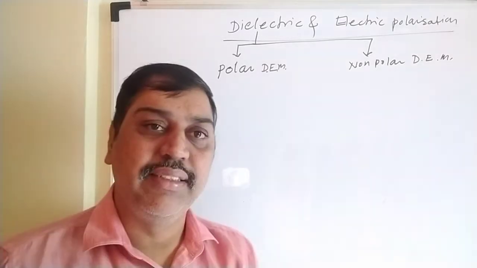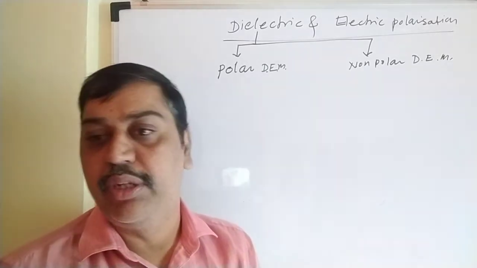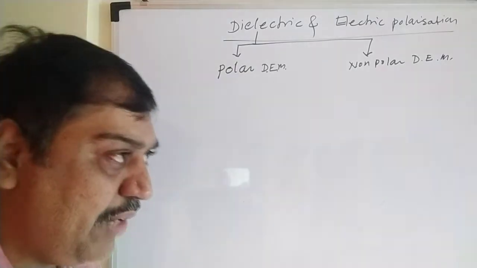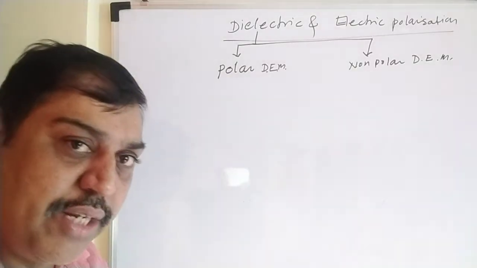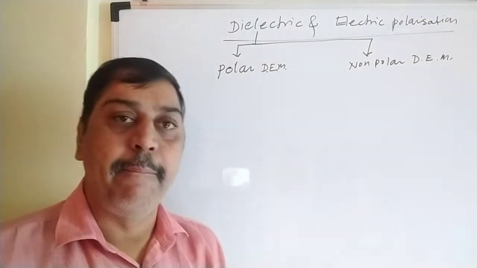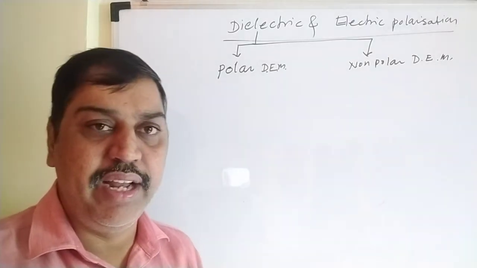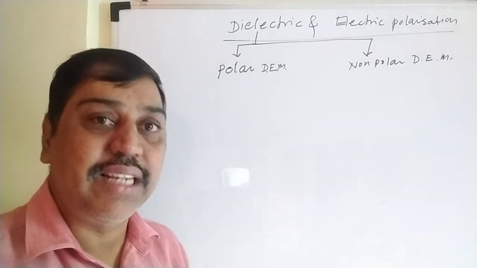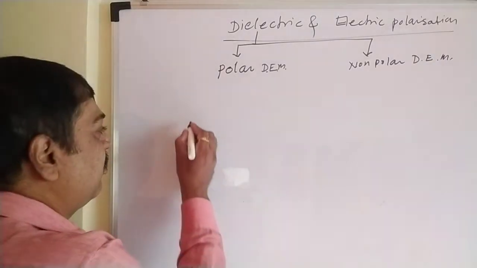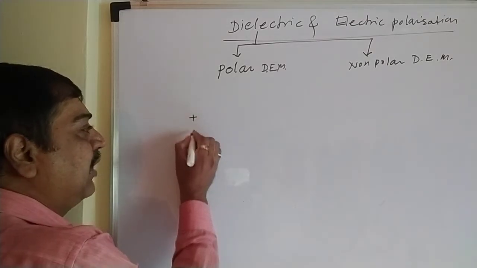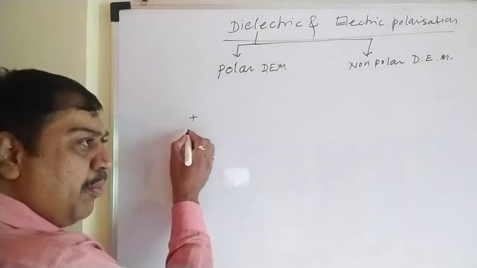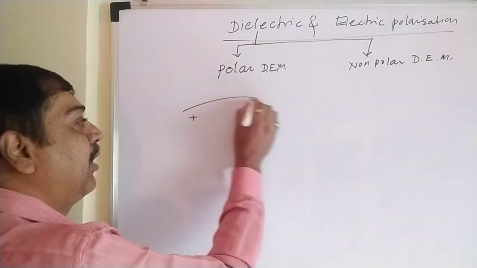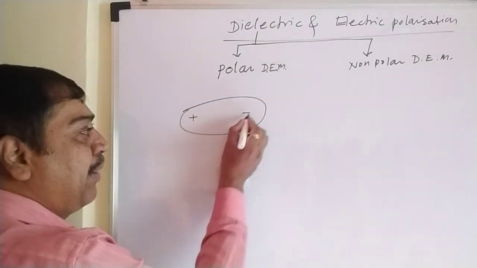We know that an atom consists of a positively charged nucleus and negatively charged electrons revolving around the nucleus in circular orbits. If the center of gravity of positive and negative charges does not coincide, and they are separated by some distance, suppose this is the center of gravity of all positive charges, and this is the center of gravity of all negative charges together in a group, then they are separated by some distance.